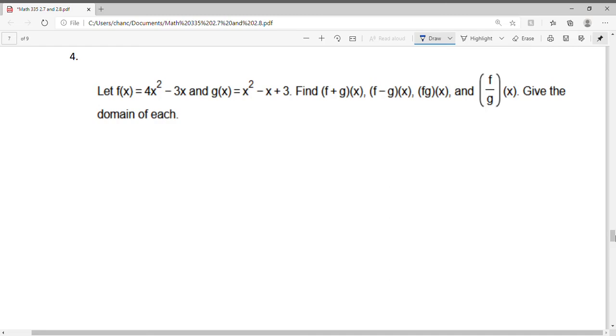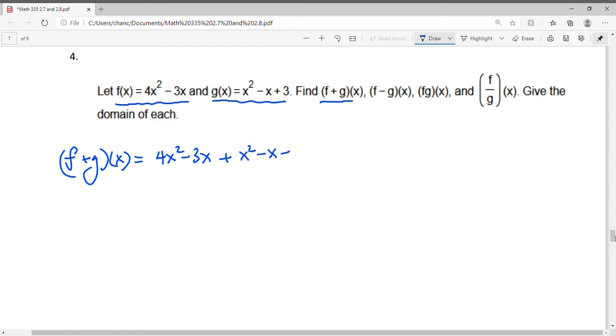In question 4, let f of x be equal to 4x squared minus 3x, and g of x is x squared minus x plus 3. We have several different questions. We want to find f plus g of x. F plus g of x means we have to add the two functions together. That's 4x squared minus 3x plus g of x, which is x squared minus x plus 3. Of course, we'll have to simplify. 4x squared plus x squared is 5x squared. Negative 3x minus x is negative 4x. And we have to bring down the plus 3.